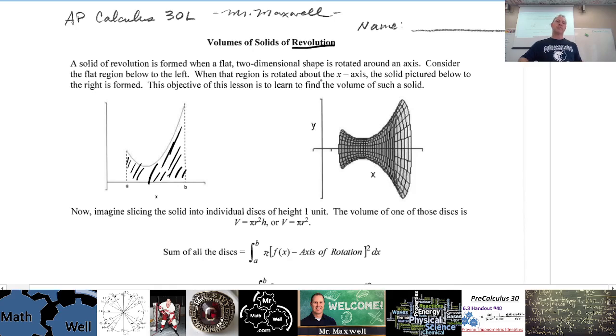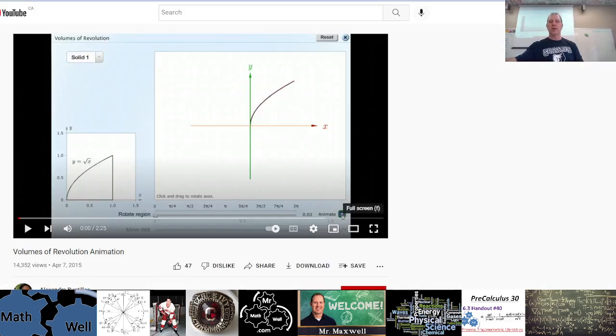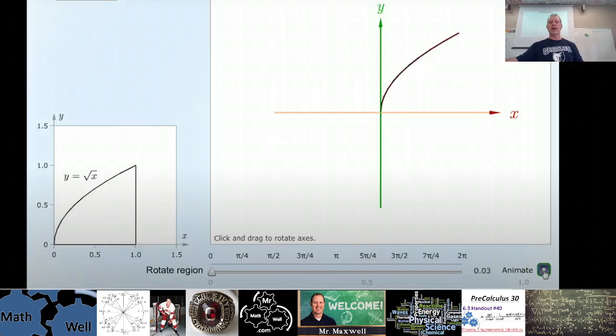So around the x-axis is where we're going to start. What would that look like if we were to take this area and literally flip it down around, so it would rotate around the x-axis? Well, it would generate a solid that would look like this over here. So I'm going to show you a little bit of an animation from YouTube here, and I'm just going to let this play.